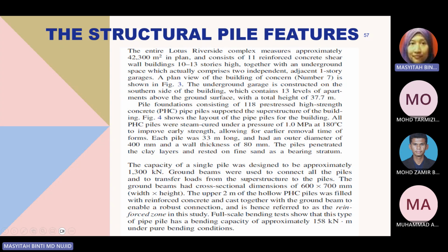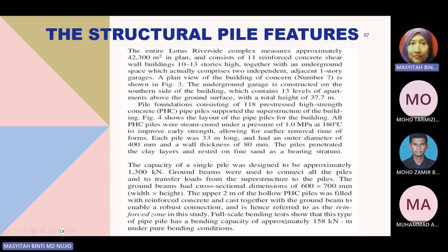and the ground beams were used to connect all the piles and to transfer load from the superstructure to the piles. So the ground beam had cross-sectional dimensions of 600 by 700 millimeter, and the upper 2 meter of the hollow PHC pile was filled with reinforced concrete and cast together with the ground beam to enable a robust connection, and hence referred to as the reinforced zone.